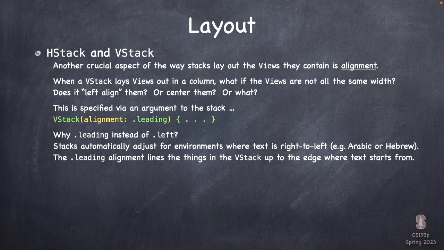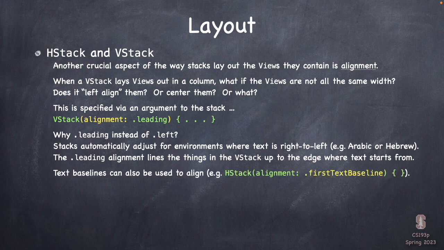And I don't know if I explained this, but why do we use leading and trailing in SwiftUI instead of left and right? Because in some languages, text goes the opposite direction. Arabic, Hebrew, they go right to left. So you want the things you're laying out in your HStack to go with the text. They want to go right to left too. So leading means the edge from which text flows.